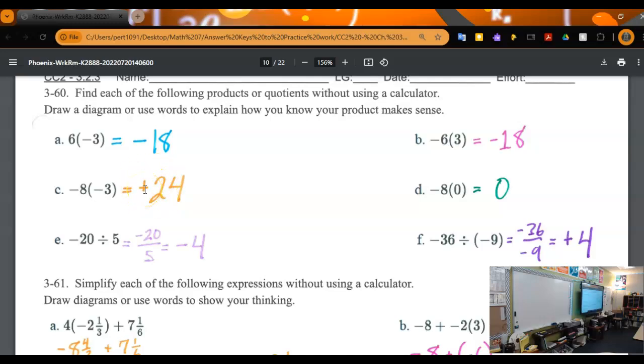And no, your homework doesn't need to look exactly like mine. This is just how I think. I don't like division written like this. I like stacked division, so I rewrote it as stacked division. Negative divided by negative gets positive. 36 divided by 9 gets 4.